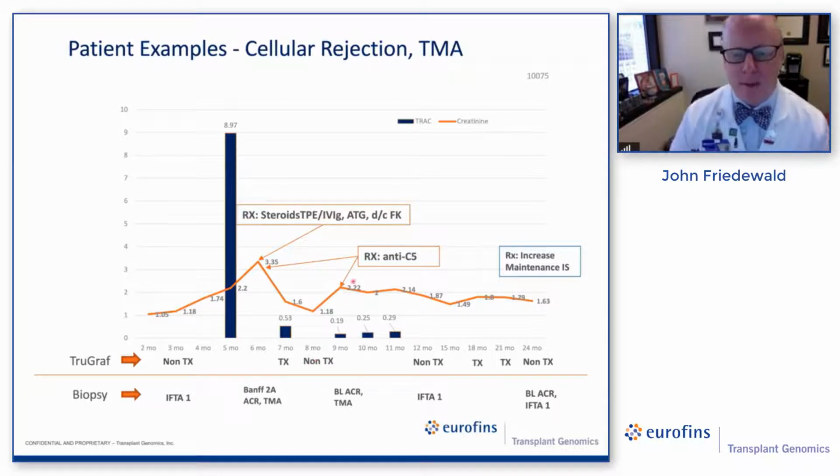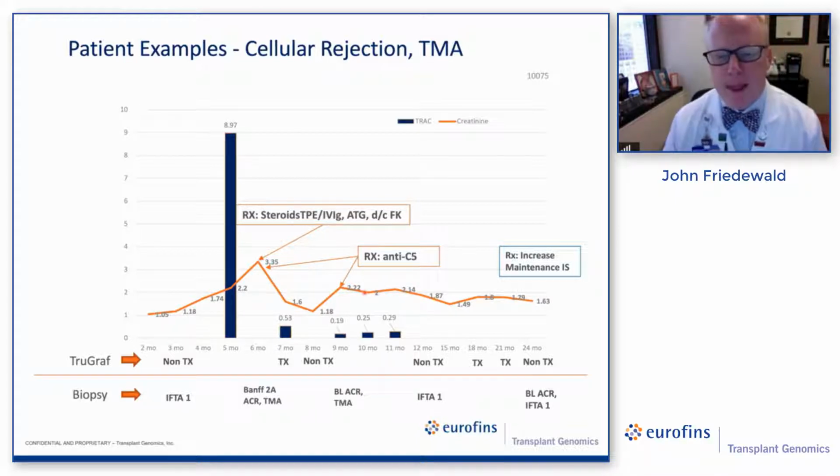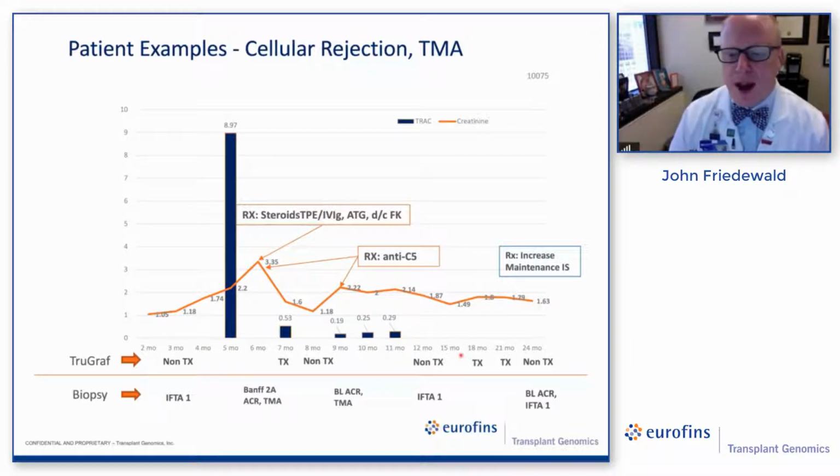The creatinine went back up again. Another biopsy was done showing borderline acute cellular rejection and persistent thrombotic microangiopathy. Interestingly, at this time, the cell-free DNA was now at a very low level. The patient was treated with anti-C5 therapy. Serum creatinine stabilized and continued to improve over time. At the 1-year mark, the patient had another non-TX TruGraf result, and again, the biopsy just showed interstitial fibrosis and tubular atrophy.